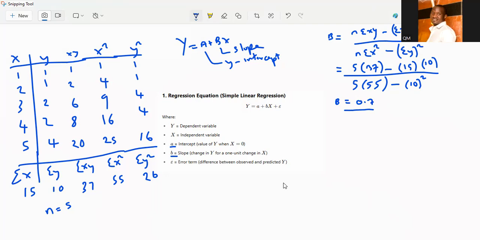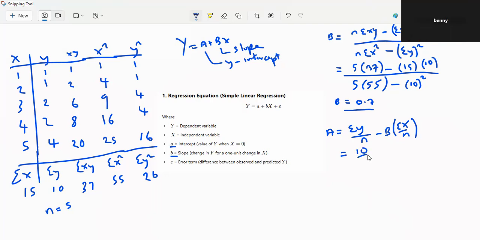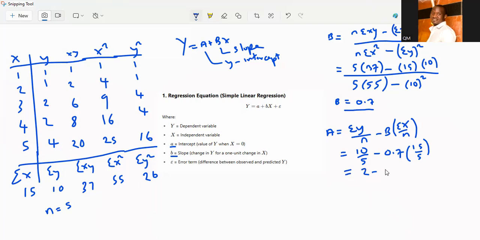Okay. The formula for a is summation of y over n minus the b you just calculated times summation of x over n. What is summation of y? That's 10, divided by n, that's 5. Minus what is our b? 0.7. What is summation of x? That's 15, over n, 5. So 10 divided by 5 is 2. 0.7 times 3 is 2.1. So 2 minus 2.1 is negative 0.1. So our a, which is the y-intercept, is equal to negative 0.1.